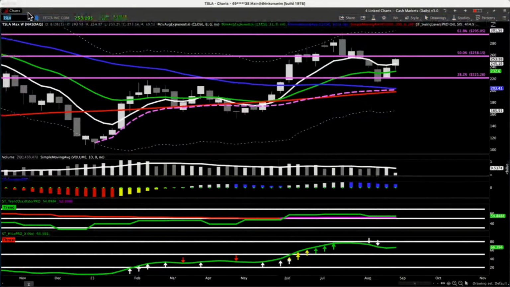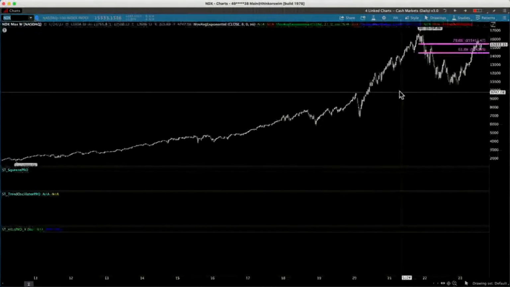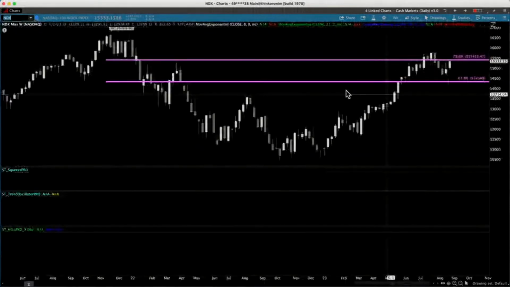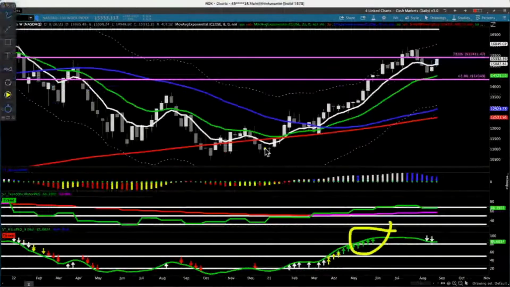So I'll give you an example. Let's look at maybe the QQQ. Look at the NDX, the big boy. With the NDX, if I remember correctly, you had really clean signals here. So check this out. You see all of these buy signals? Kind of hard to miss them, right? There's a lot of them. Buy anywhere in there, please.